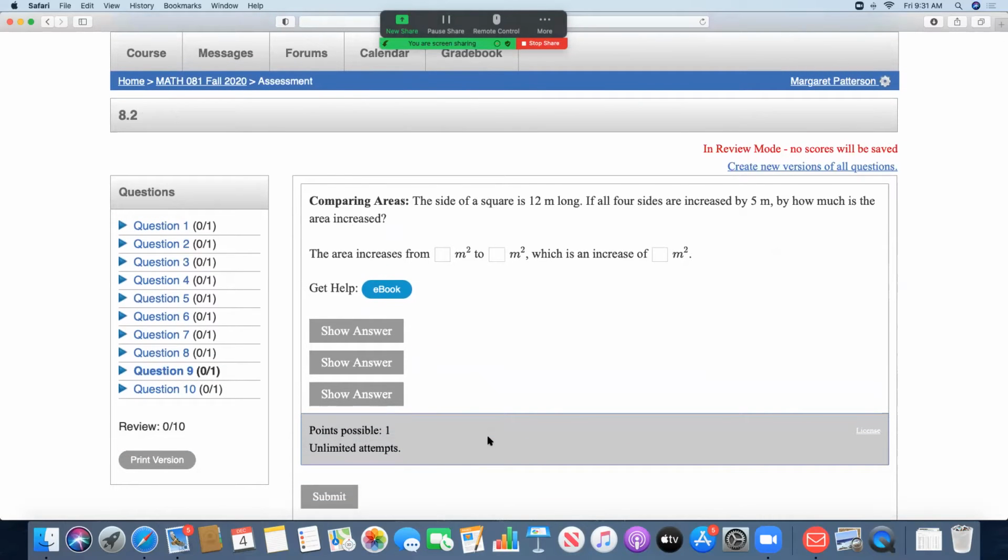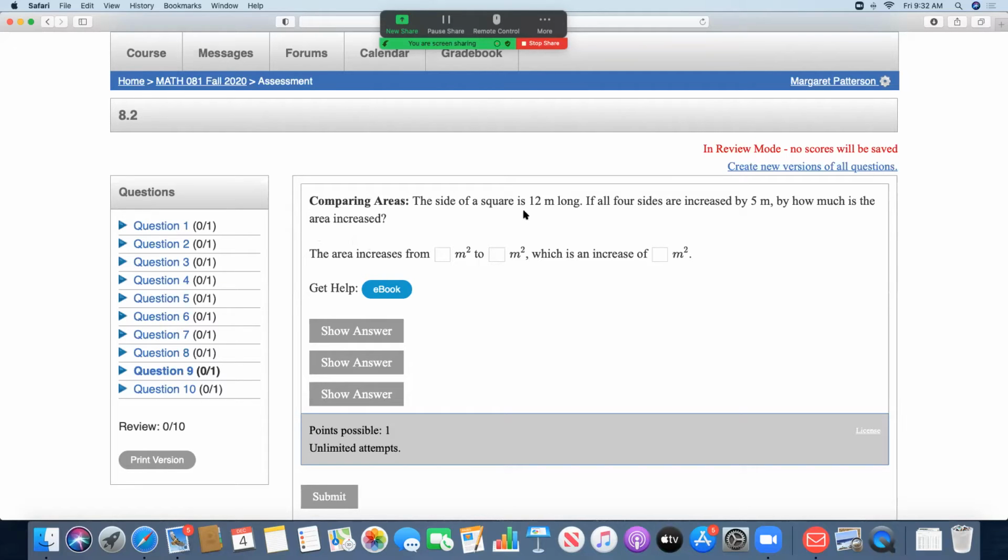This is number 9. The side of a square is 12 meters. If all 4 sides are increased by 5, how much is the area increased? Let me see our time. Okay. So if the side of the square was 12, look at where the question is: how much is the area increased? So this is about area. So the original square would be 12 by 12, which is 144 square meters. And so that's the original one.